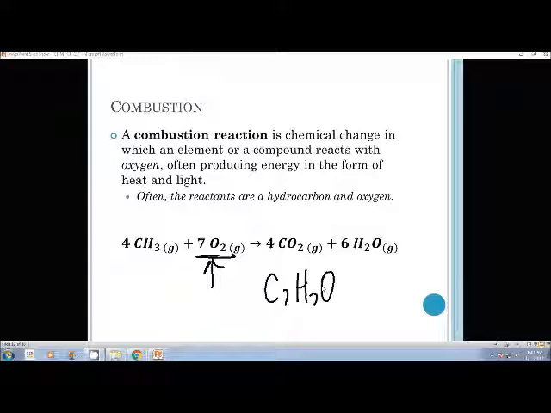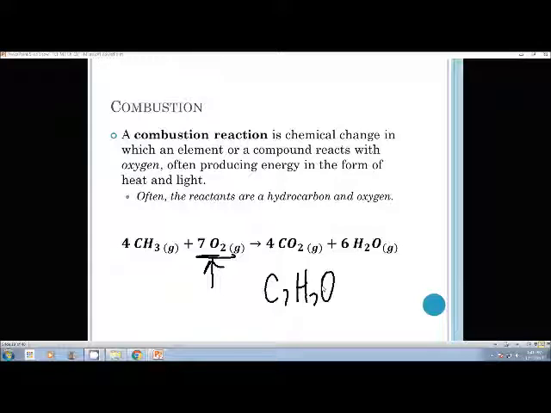Hint on balancing these. You always want to do carbons first, hydrogen second, and then oxygens last. Because if you can get the hydrogens and the carbons to work, most of the time, like 50-50 of the time, the oxygens work. When you have an odd number of oxygens, I have a magic trick. So if you ever have one of those, I'll teach you the magic trick and it magically works out.